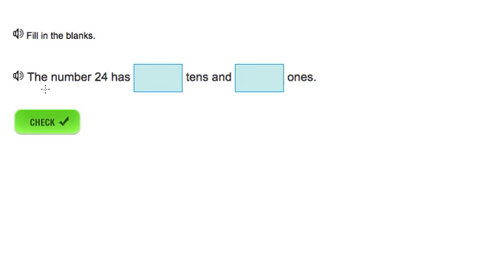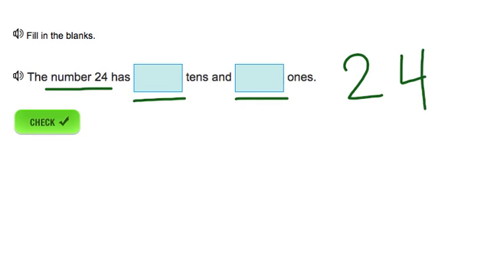We're looking at the number 24 and we want to know how many tens and how many ones are in the number 24. So let's go ahead and write out the number 24. Let's find our ones place. Remember, it's all the way to the right. All right, perfect. So here is our ones place. So we have 4 ones.